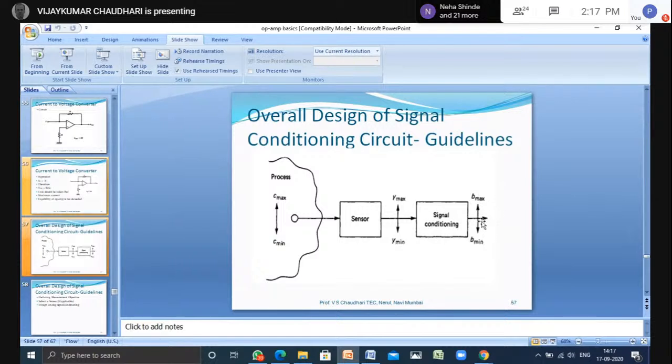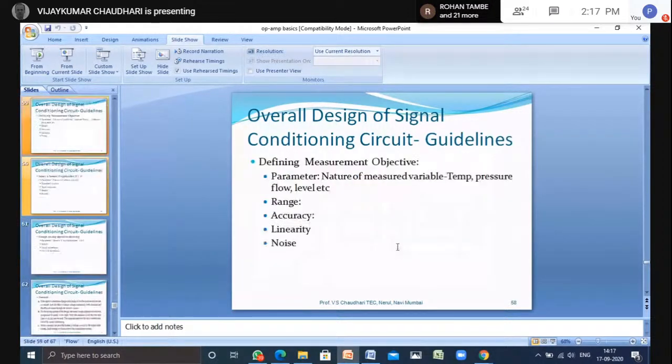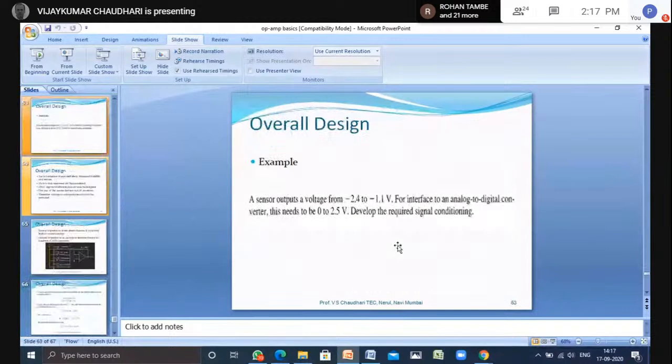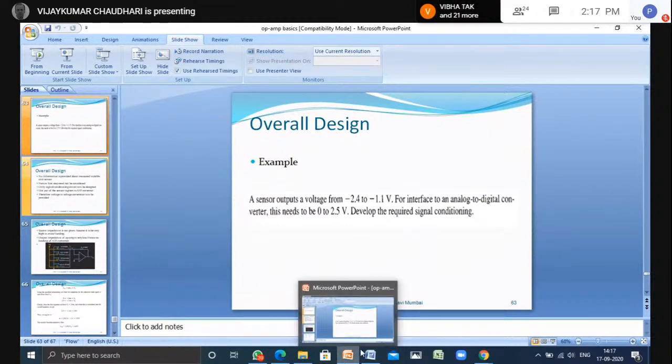The first thing is to find out the expression between output voltage and input voltage, right? And the ranges of both are given in the numerical problem. What are the ranges? Output ranges from 0 to 2.5 and input ranges from minus 2.4 to minus 1.5, right? So let's solve it. I'll take it to some different file where the solution is there.